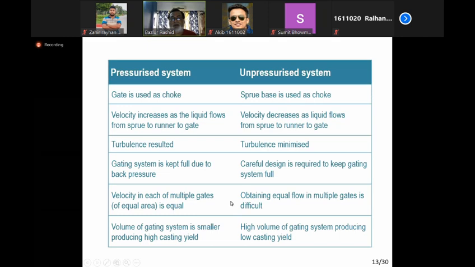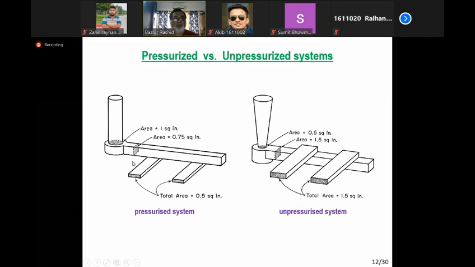So again, if we compare a little bit, in the pressurized system, gate is used as a choke. Okay, so this is the choke. What is a choke? Choke is the smallest area of the running system, and this is the point where the velocity of the liquid metal is calculated. So this is the reference point. So the smallest area of the gating system is known as the choke. So if we say that our target liquid metal entry velocity will be 1 meter per second, we'll calculate 1 meter per second at this point because this is the smallest area and it will have the highest velocity.